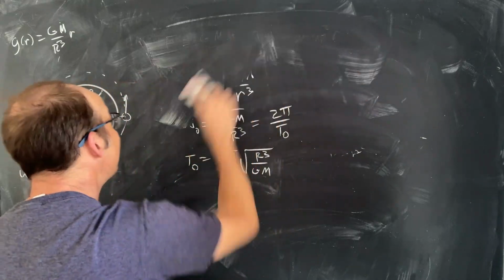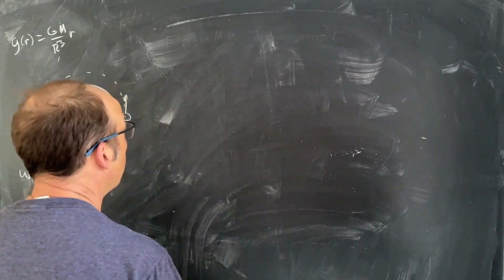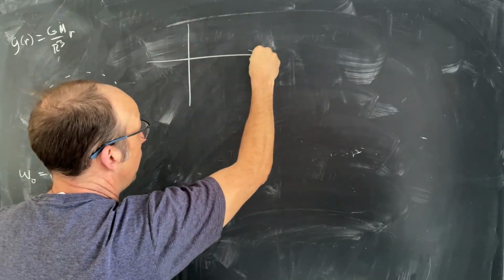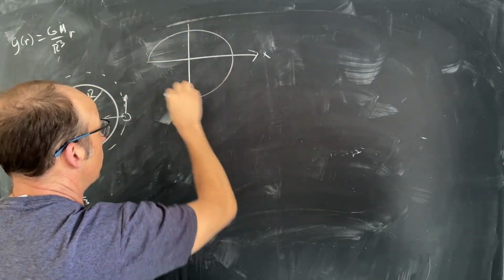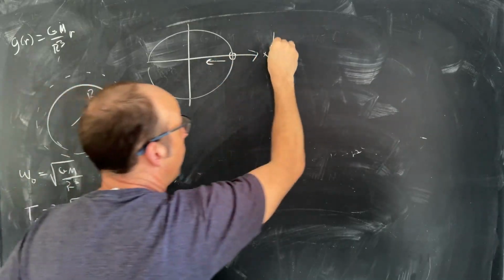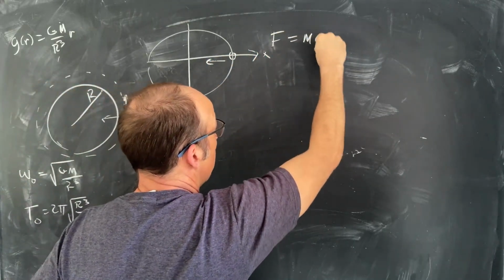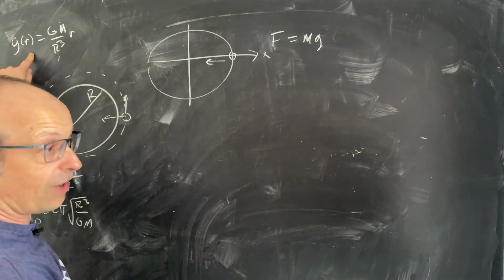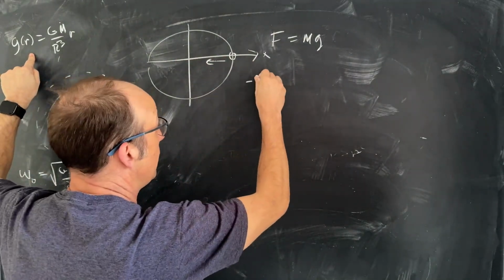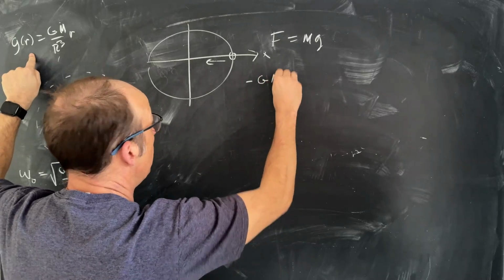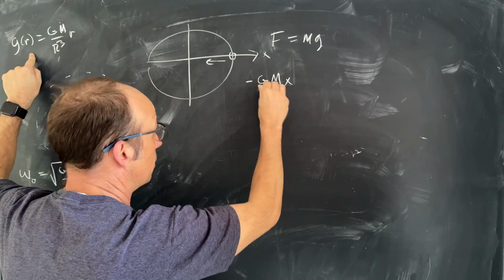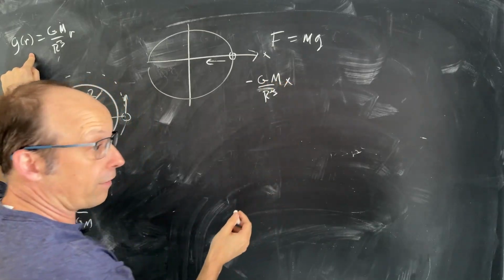Now this next question isn't actually hard. So suppose that I have my Earth. I'm going to redraw it because I want to. And this is my x-axis. Here's the Earth. Here's my mass. And I know that I have a force, F, is mg. But now I can write g as a function of x, right? So it's going to be in the negative x direction. So it's going to be negative GM over R cubed times x. That's my gravitational force.